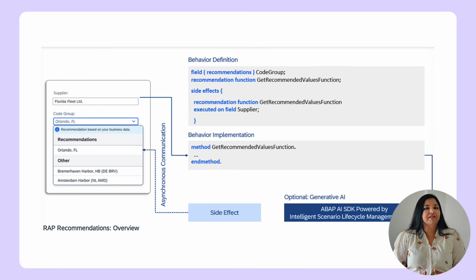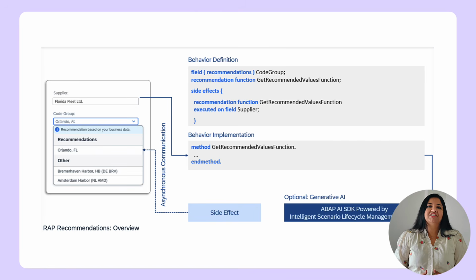In short, RAP recommendations are calculated and suggested to users based on entries in the input field. When the calculation on the backend is complete, the SAP Fiori UI is notified using a side effect. The UI then fetches the values from the backend and displays them on the UI.